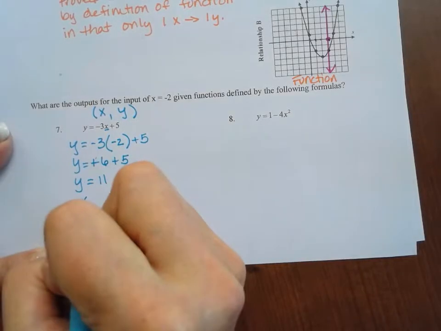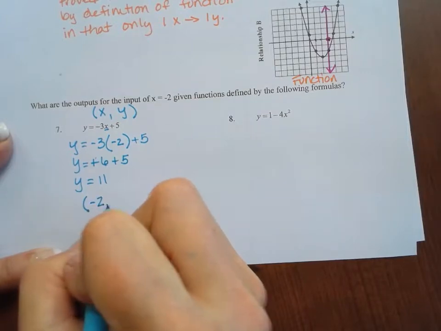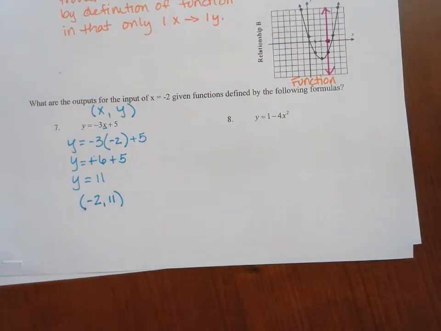I always like showing it as the ordered pair. You can, but to me, since we're doing relations and functions, it ties the two together. It shows the relation of the two.